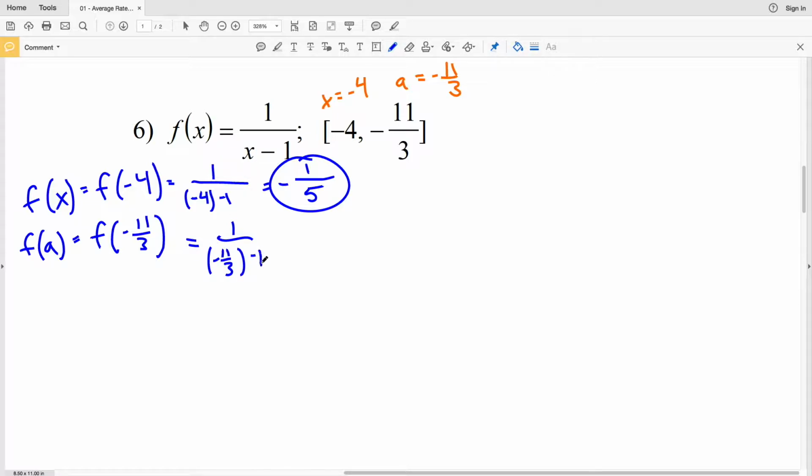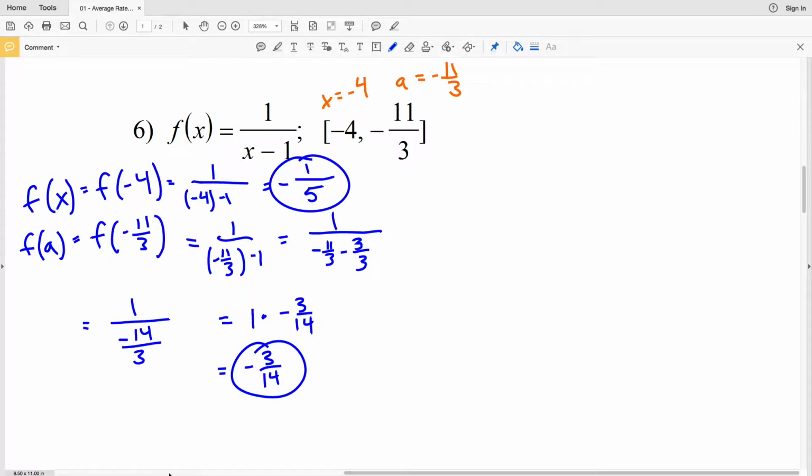-11/3 minus 1, which I will write as 1 over -11/3 minus, I'll rewrite 1 as 3/3. So I'll have 1 all over -11 minus 3 is -14, so that'll be -14/3. And when you're dividing by a fraction, that's the same as multiplying by that reciprocal. So we'll have 1 times -3/14, which is equal to -3/14.